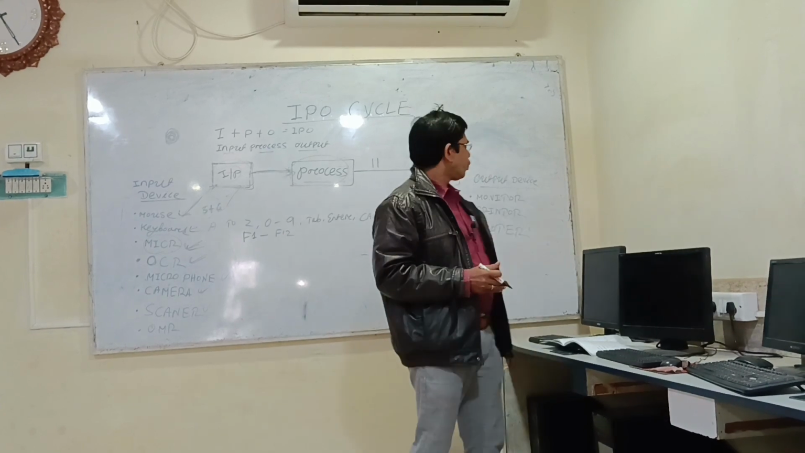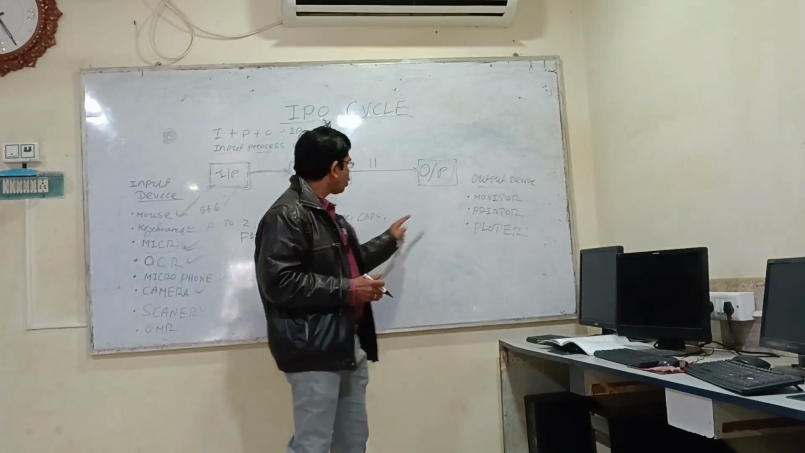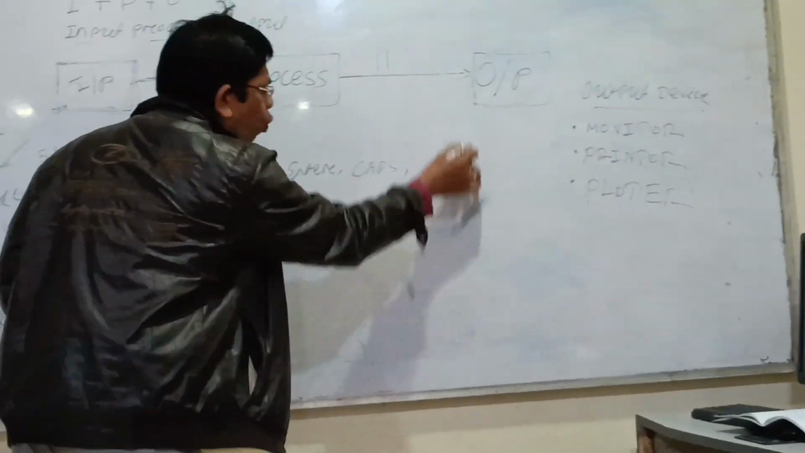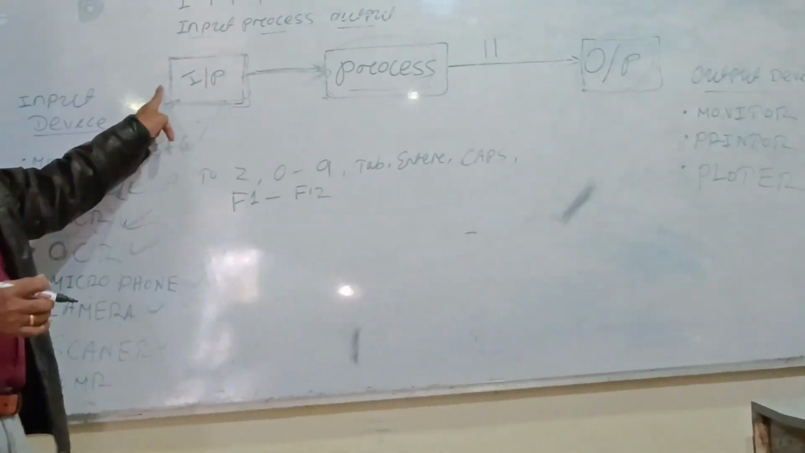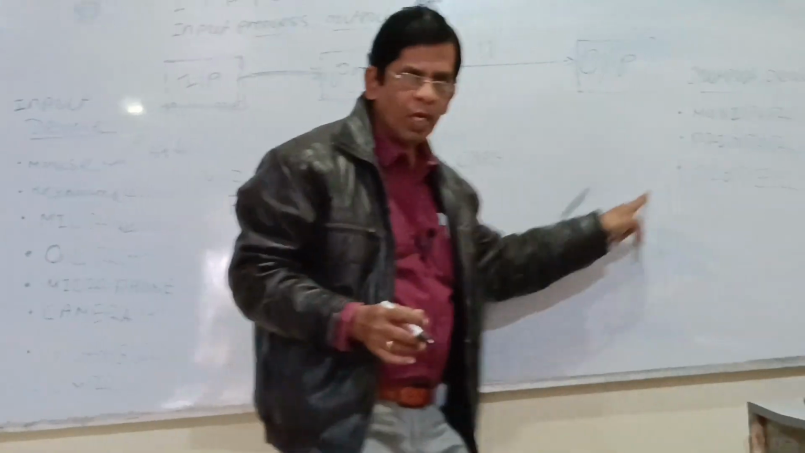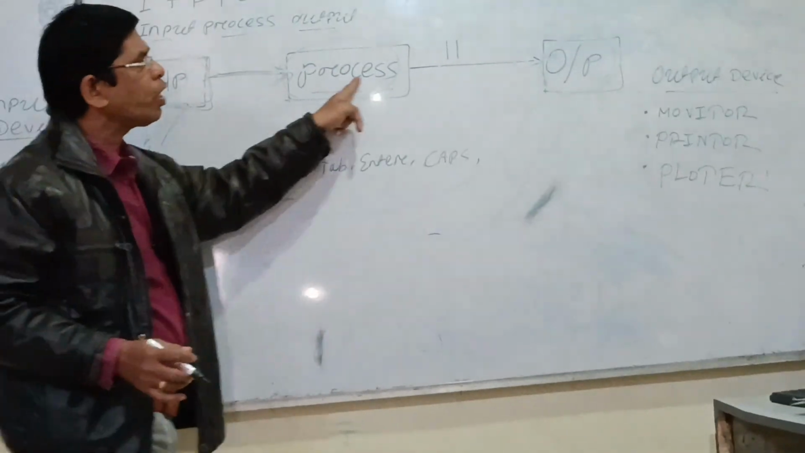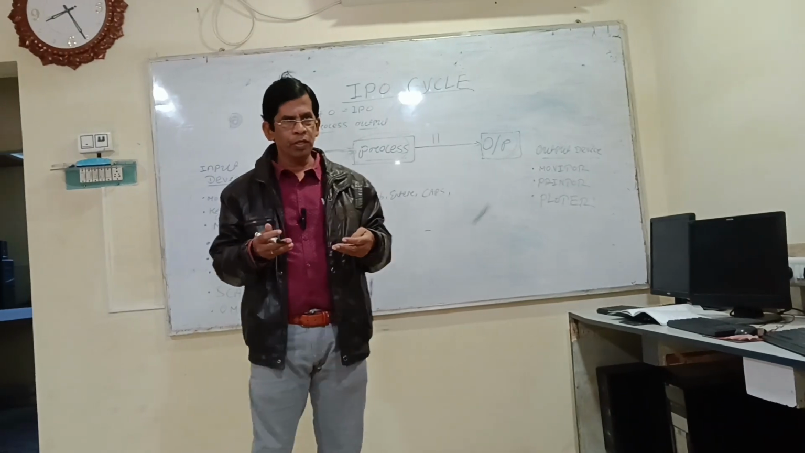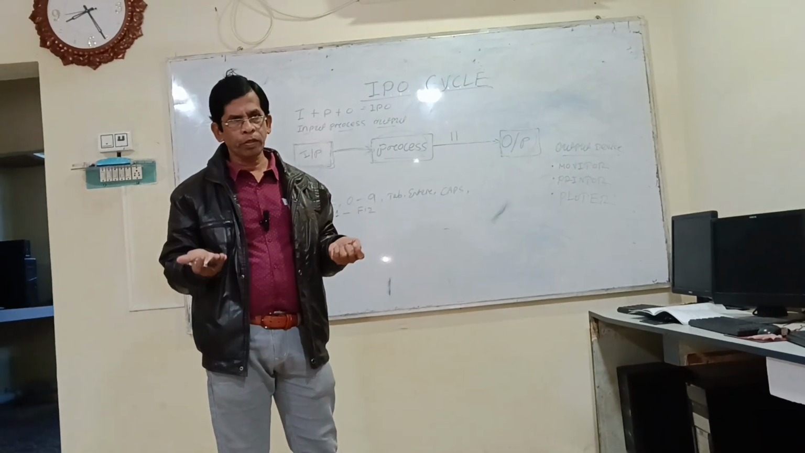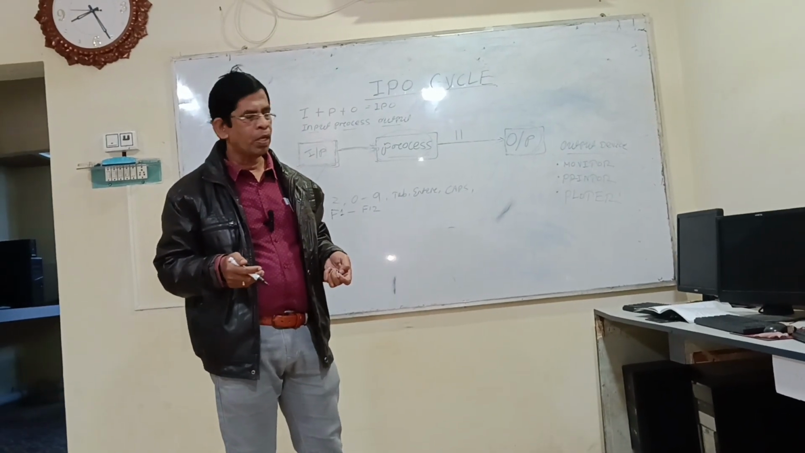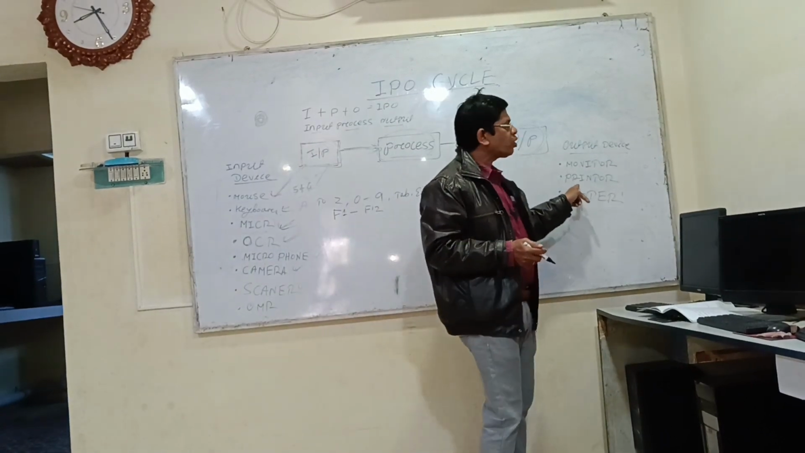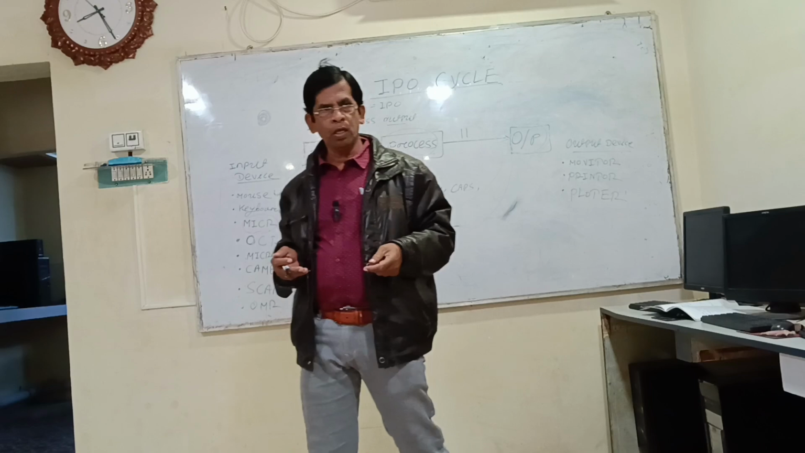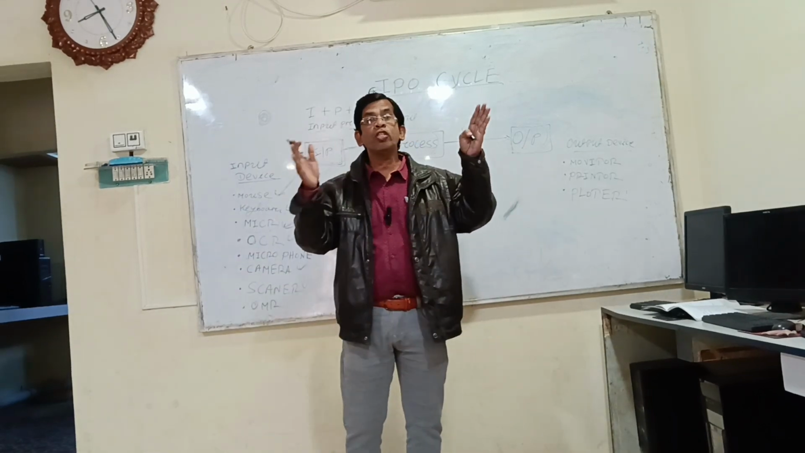Then this section continues according to the instruction: input, process, output. Then you give input, process, output again. This is continued in a computer or in human beings. The printer prints the output. The monitor displays the soft copy.